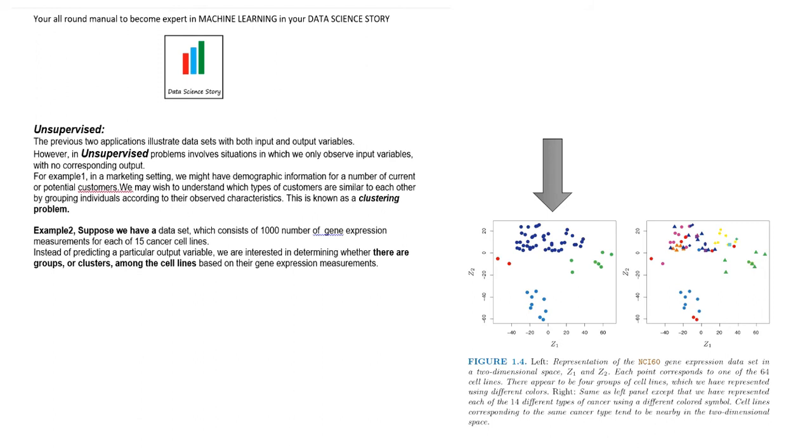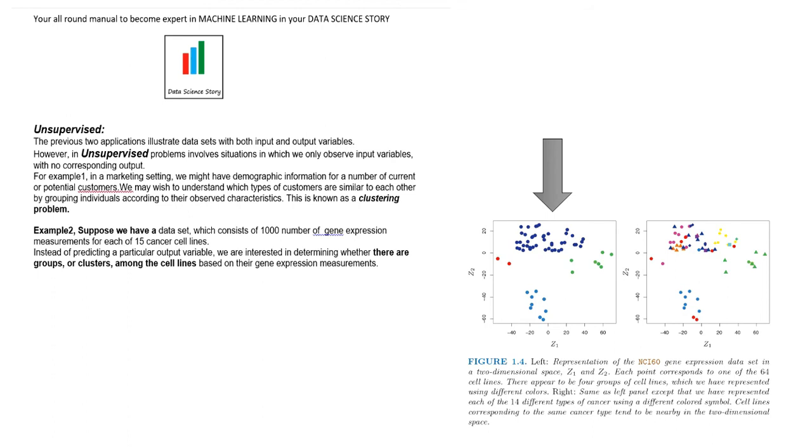Suppose you have a company and you sell a particular product, and you also have demographic information of your customers or potential customers. You want to understand which types of customers are similar to each other by grouping them into different clusters, and this is called a clustering problem.